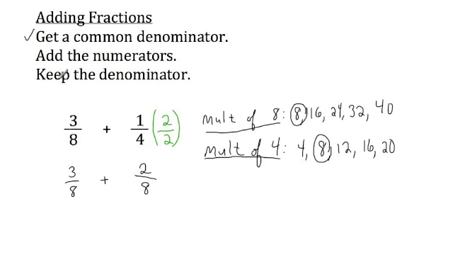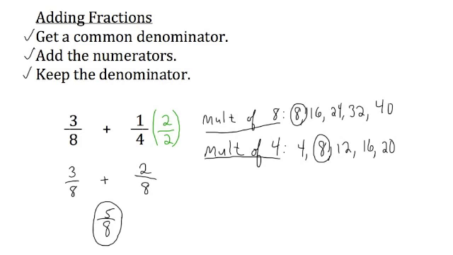Now I go to the next step where I add the numerators. 3 plus 2 is 5. And I keep the denominators. The denominator is 8. It stays the same. I should check to make sure that this fraction is in simplest form. And in fact it is. There's nothing I can divide both the numerator and the denominator by, so 5/8 is the answer to this problem in simplest form.